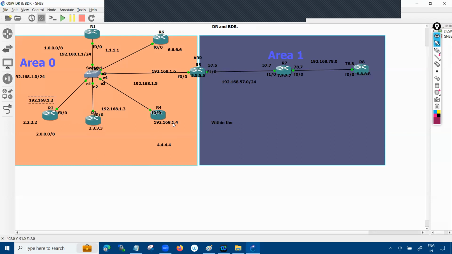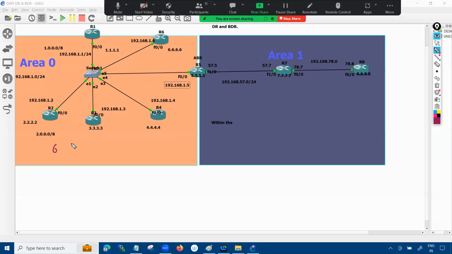All this router will have a router LSA, right? So in total we have 6 router LSAs in this case. And if I talk about the network LSA, you will have 1 network LSA. So in total we have 7 LSAs. So when it comes to router 5, these 7 LSAs we can call the detailed information.